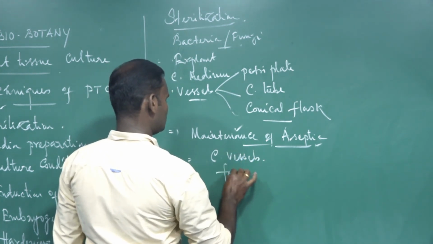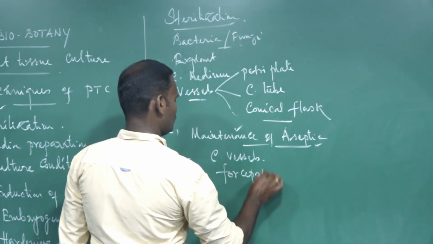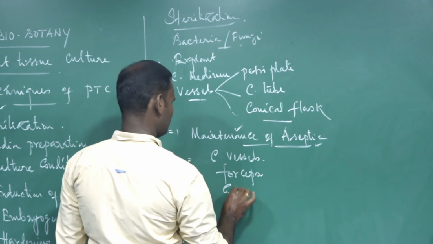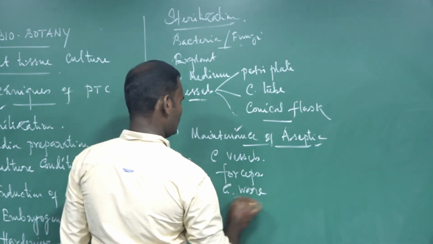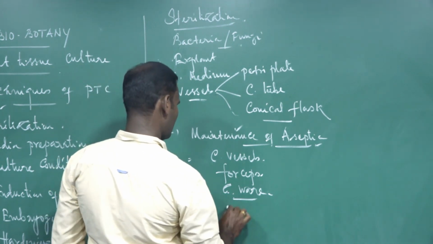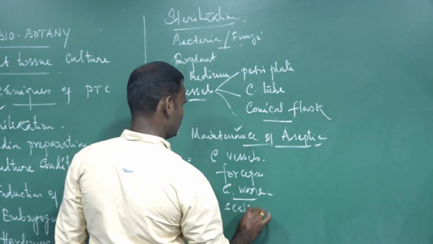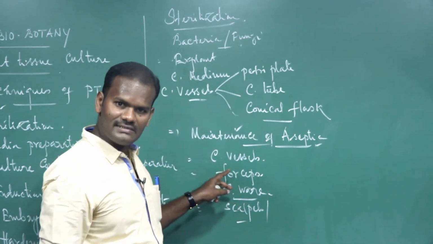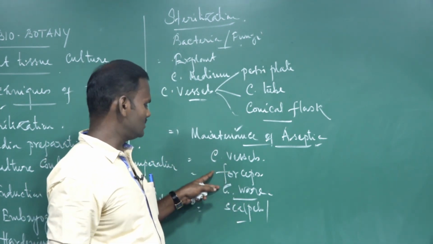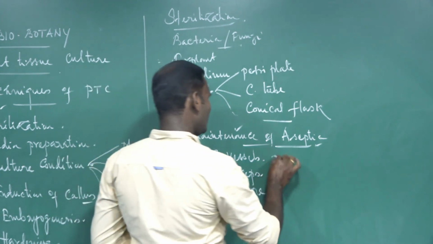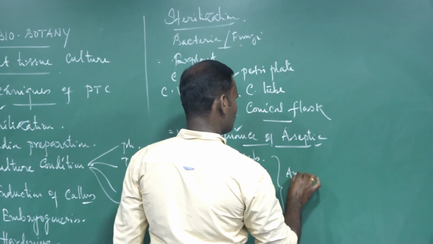or forceps or glassware. Glassware is nothing but culture vessels, and in addition to that, scalpels, nothing but knives. So these are the instruments that are used in plant tissue culture. They should be sterilized. How to sterilize? By keeping in an autoclave.